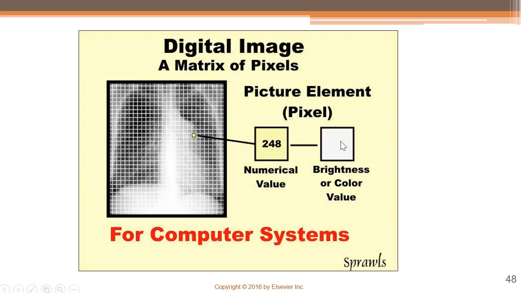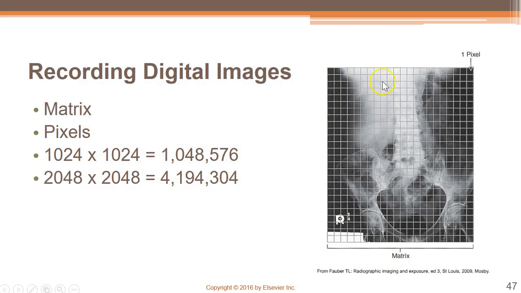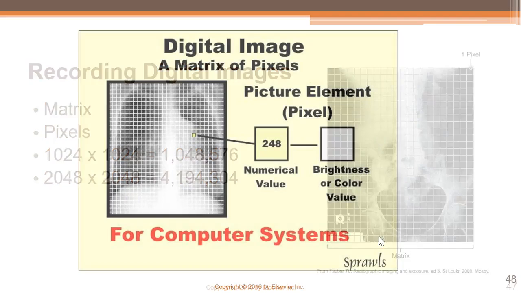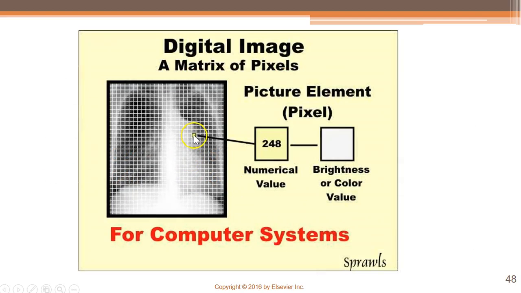Then its display is determined by the adjustments of the window controls, and we'll talk about those window controls later. So it's really no different from this image, but what I want you to see here is that every single one of these is assigned a brightness or a color value. And it's not just black or white, it can be any shade of gray, okay?